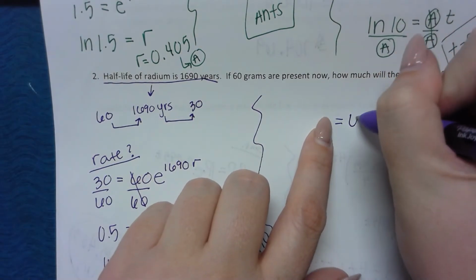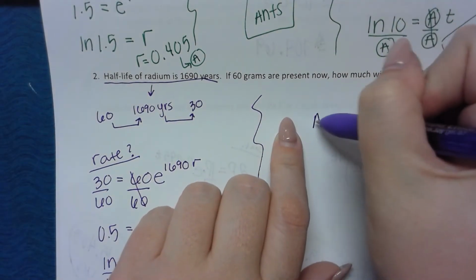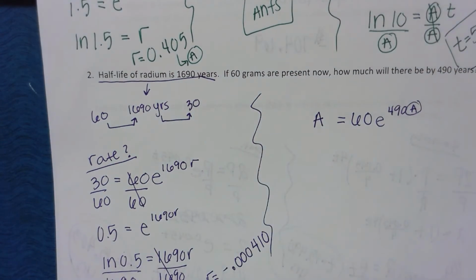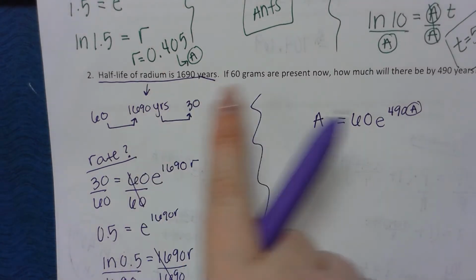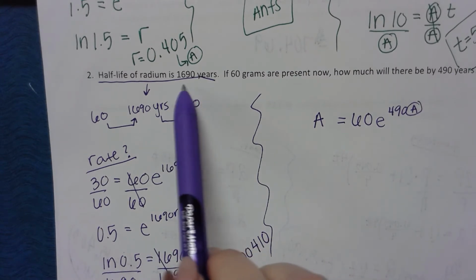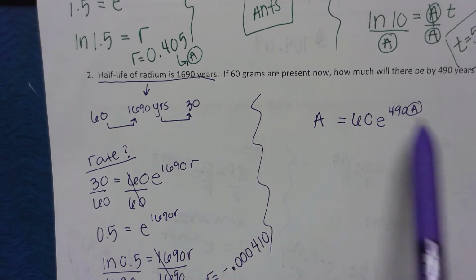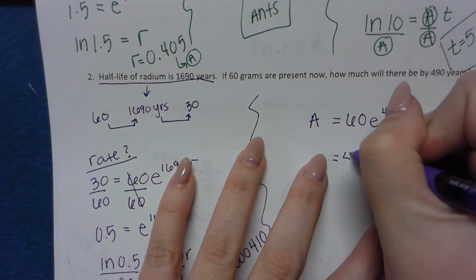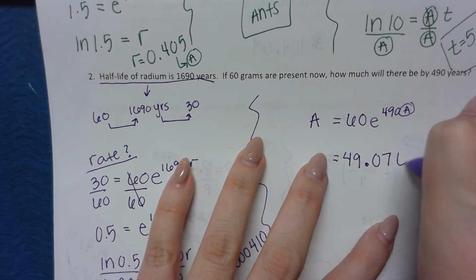Now we're going to answer this question. If I have 60 now, how many will I have after 490 years? That's what it's asking. Ask yourself, is it going to be more than 30 or less than 30? Well, if it takes 690 years for it to get to 30, this isn't anywhere close to that number of years. So we're still going to be somewhere between 60 and 30, right? Our answer is going to be somewhere between 60 and 30. So 60e to the A times 490 gives us 49.076 grams.